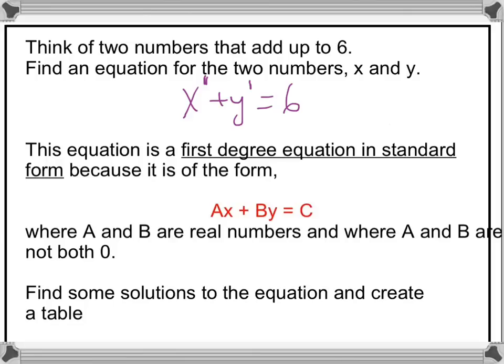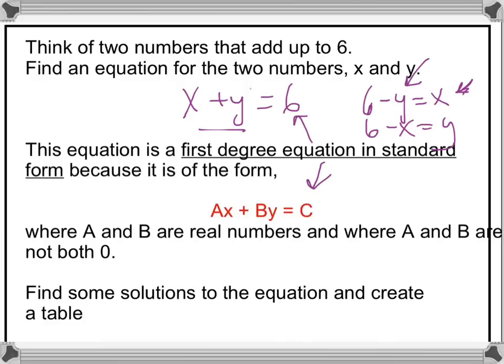So there's a number of different ways you can solve this equation. If you have x plus y equals 6, you could have also written it as 6 minus y equals x, or 6 minus x equals y, right? So if you have two numbers that add to 6, then if you subtract one of them from 6, you get the other one. But the way that we wrote it here, the x and the y on one side and the constant on the other side, we call 6 a constant because it doesn't have a variable associated with it. This is known as a first degree equation in standard form.